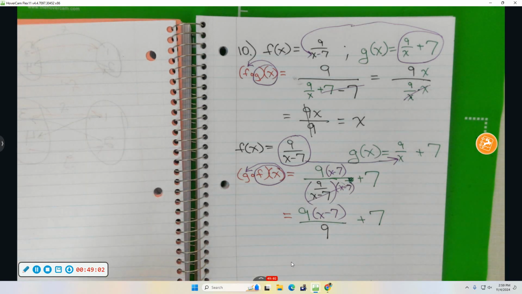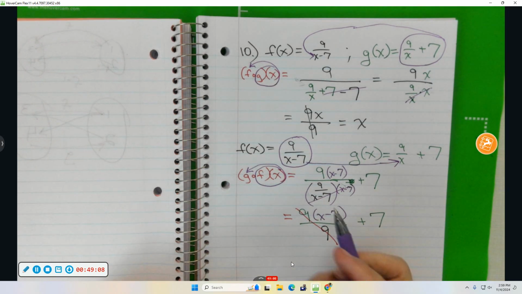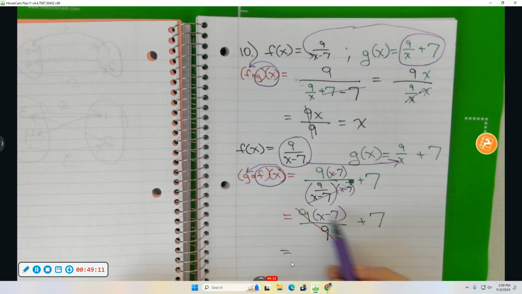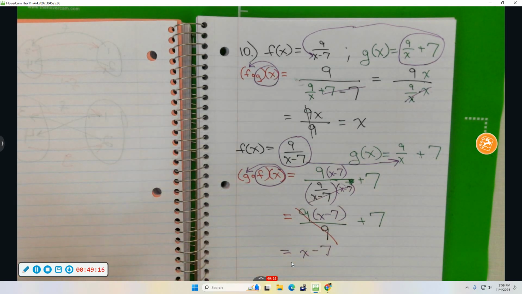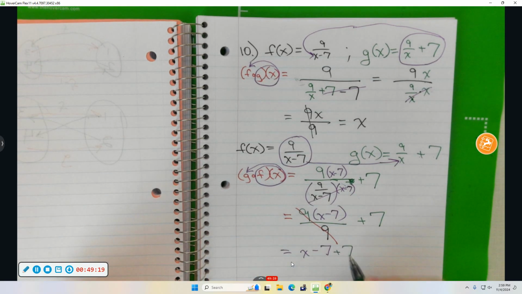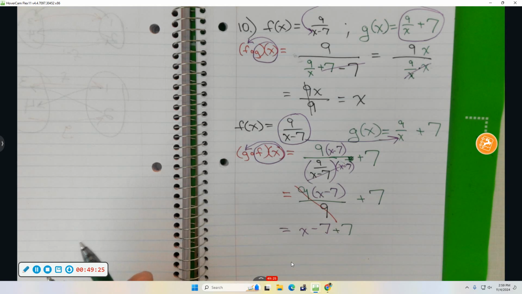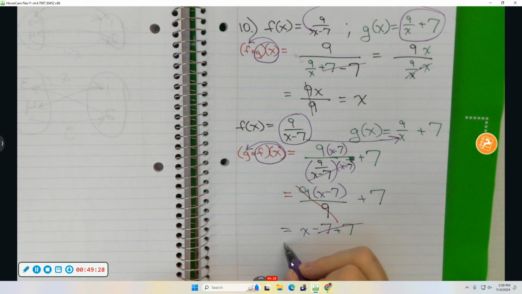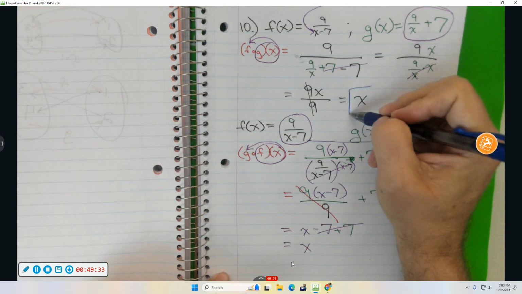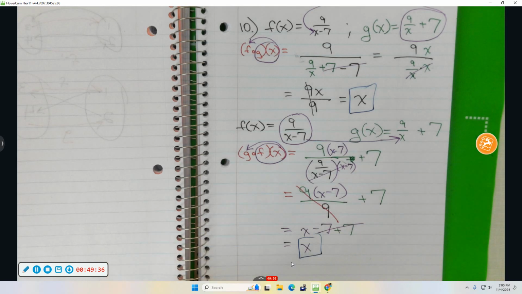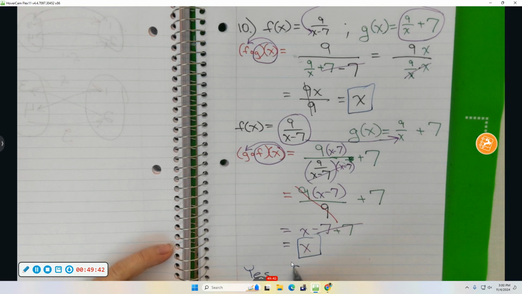I see something canceling real fast. These 9's cancel out. So we then have, there's nothing to distribute, so I guess we have a 1 times x minus 7. That's just an x minus 7. And we still have that plus 7. Look at this. What else is about to disappear? The 7's, leaving us with just x. Both compositions reduce to x. So what do we conclude? Are these functions inverses? Yes. f and g are inverses.